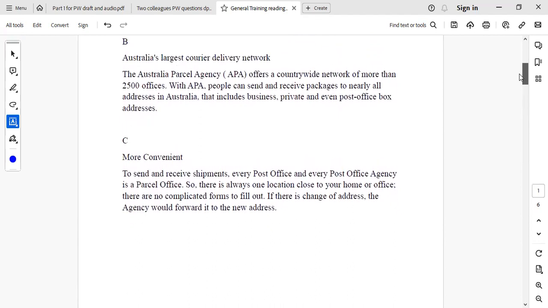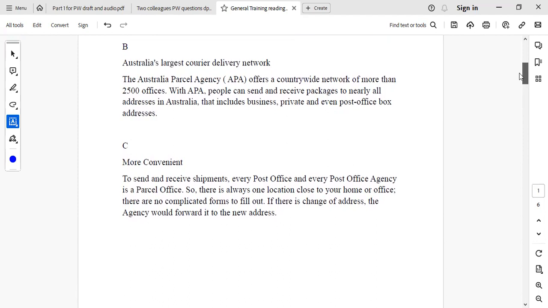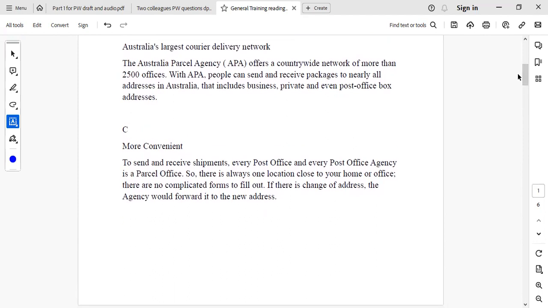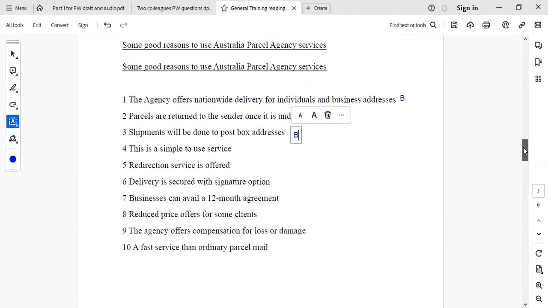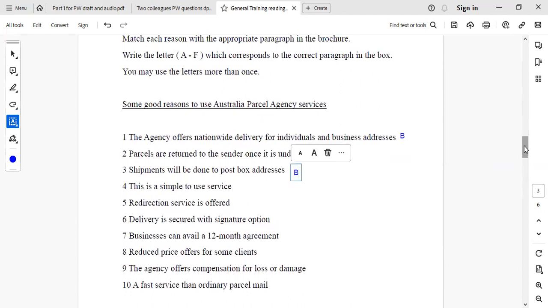If you want, double check it. Don't rush. This is training, so we will go really slow, and the focus will be on answer clarity and answer accuracy to be precise. C, more convenient. To send and receive shipments, every post office and every post office agency is a parcel office. Perfect. Oh, I'm sorry, not number 2, it's number 12.